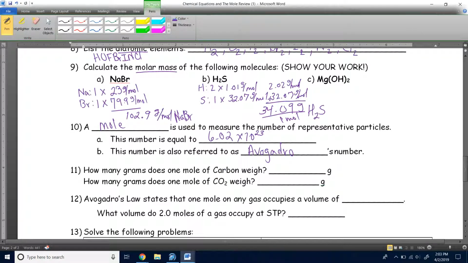So 1 mole of carbon. I was just saying 1 carbon atom. That's all it's asking. How much does this 1 carbon atom weigh?